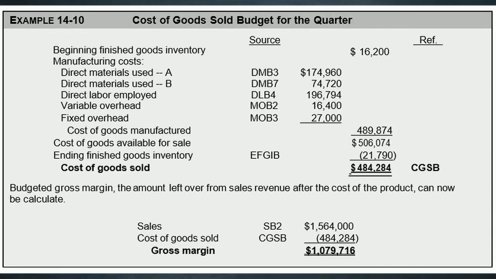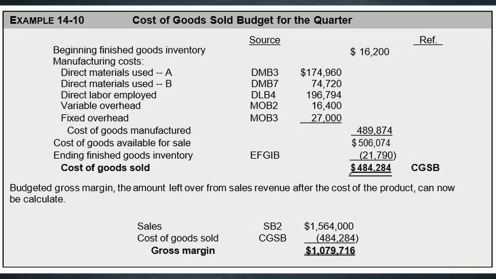This is the cost of goods sold budget. To find the cost of what was actually sold, the ending inventory value must be subtracted from the total available goods. The inventory value we just calculated flows directly into the COGS formula as a deduction, which reveals our final cost of goods sold figure, $484,284. This is the culmination of the entire manufacturing cost pipeline.